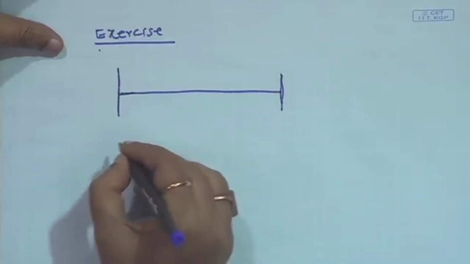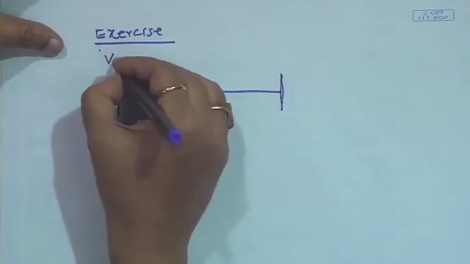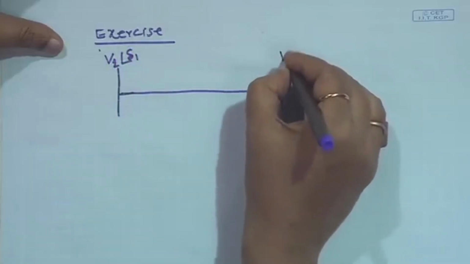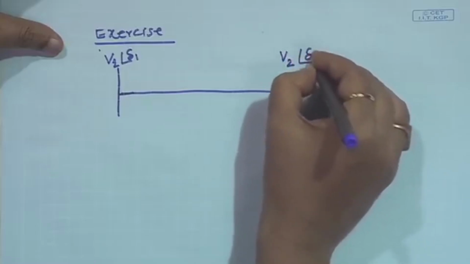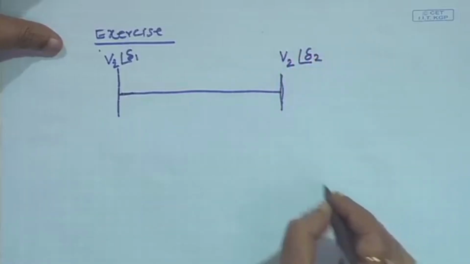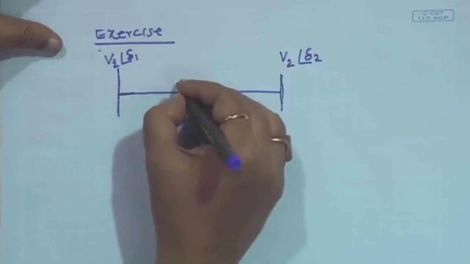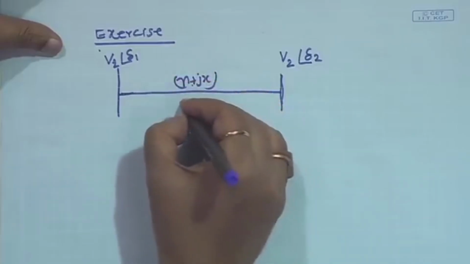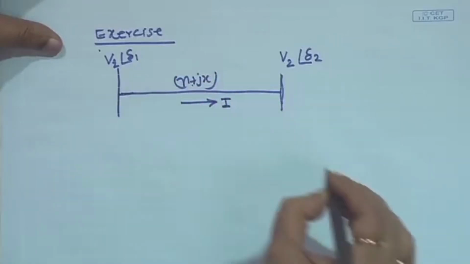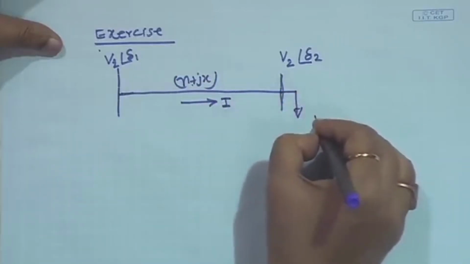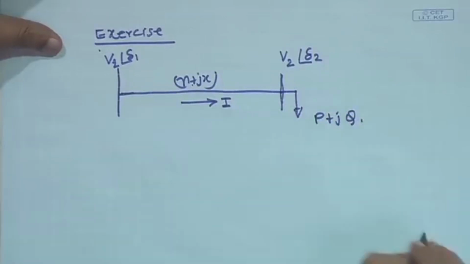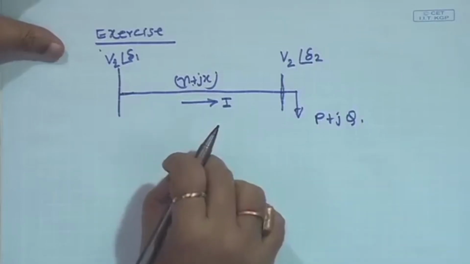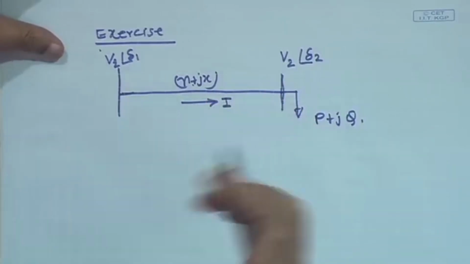Suppose you have a transmission line. This side is the sending end, with voltage V1 angle delta 1, and this side is the receiving end, with voltage V2 angle delta 2. The impedance of the line is R plus jX, the current flowing through this line is I, and here you have a load P plus jQ. I am not writing anything, but from my recorded voice you can make it out.